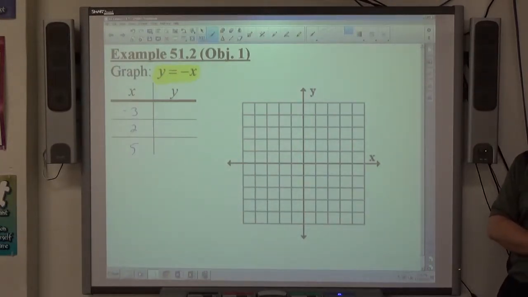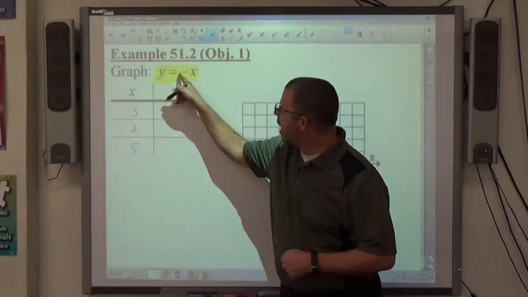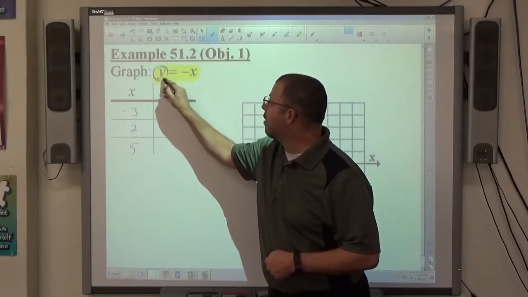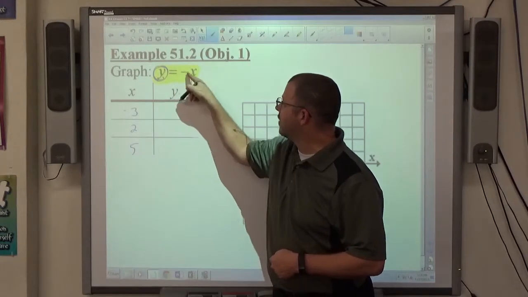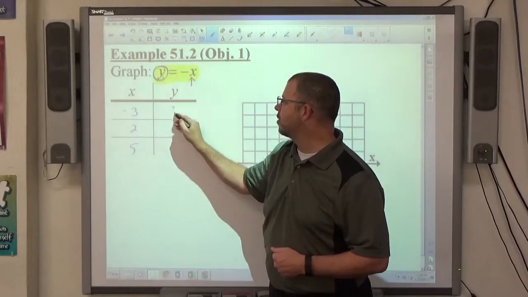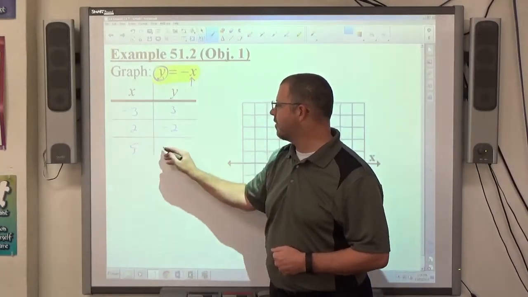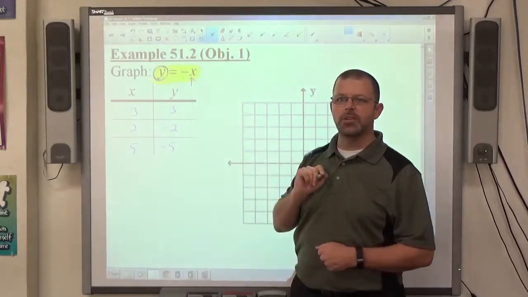What does the equation tell me to do to x? Change it to negative. It says y equals negative x. So I'm trying to find y off of x. All I'm doing to x is changing its sign. Minus x means opposite x. So x is negative 3, opposite is positive 3. X is positive 2, opposite is negative 2. X is 5, opposite is negative 5. That's all that equation is telling me.